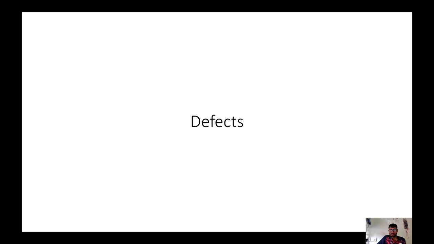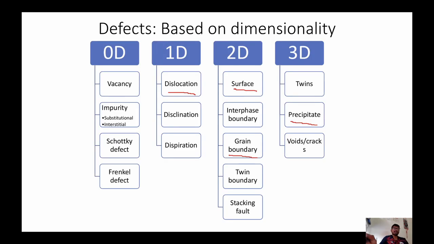Based on the dimensionality, defects are of four types: zero dimensional, one dimensional, two dimensional, and three dimensional. Zero dimensional defects are point defects, which are related to the atomic lattice points. These defects are vacancies. If an atom is missing from its lattice point, it creates a vacancy of that atom in the crystal.